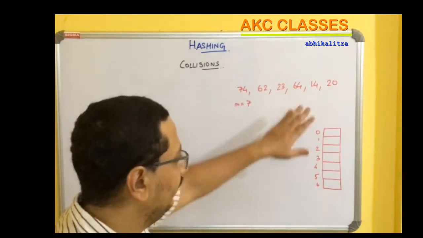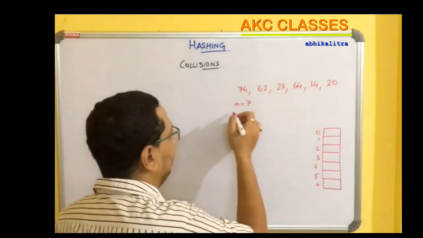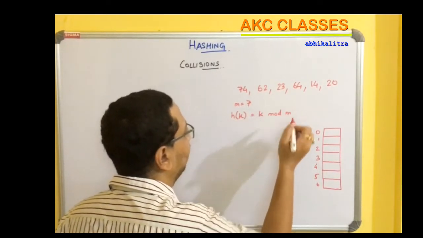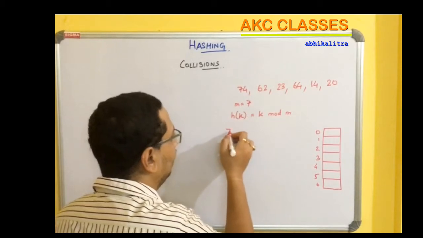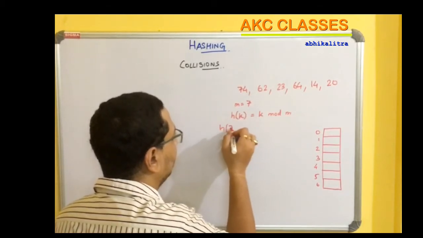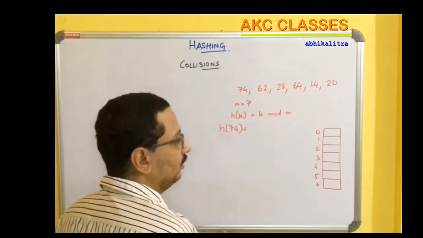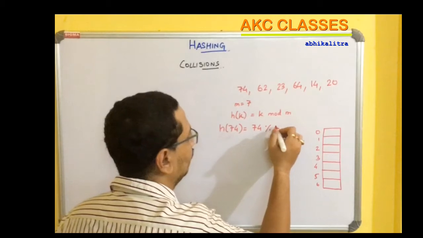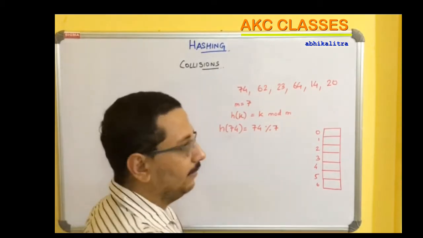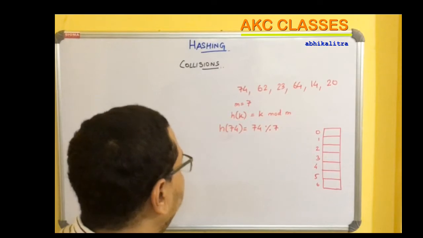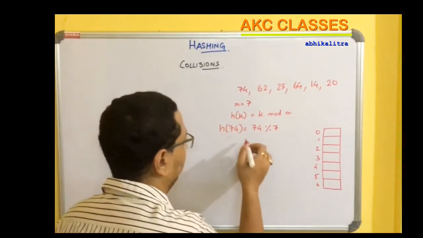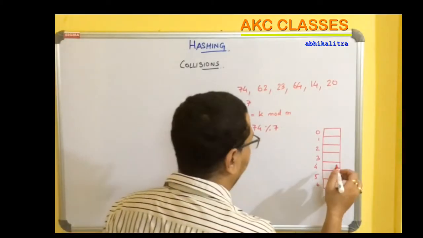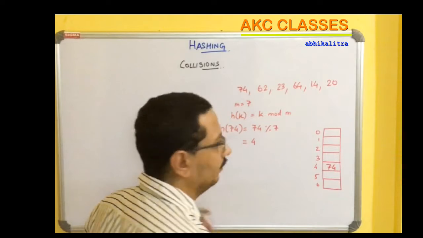So there are 7 different locations in my array, and I'm using the division hash function, which is k mod m. For the first value, I will use h of 74, that means 74 mod 7. When I divide 74 mod 7, I will get 4 as a result. So I will put 74 over here.